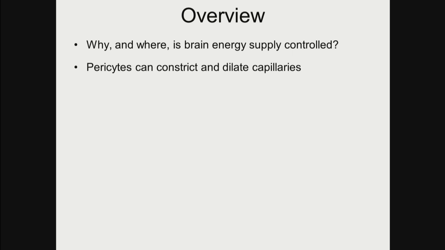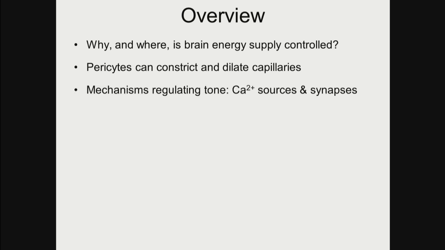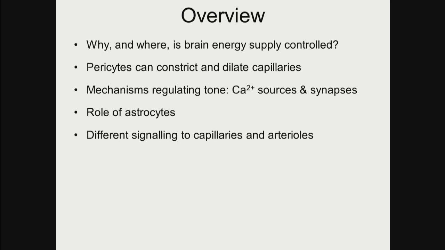I'll then show you that pericytes can constrict and dilate capillaries really quite profoundly, and I'll look at the mechanisms by which they do this. It's largely controlled by calcium. And so I'm going to look at calcium sources for this constriction and also the synapses, which regulate the tone of pericytes. I'll look briefly at the role of astrocytes, and I'll show you just briefly that there are different signaling pathways regulating brain blood flow at the arterial level and at the capillary level.